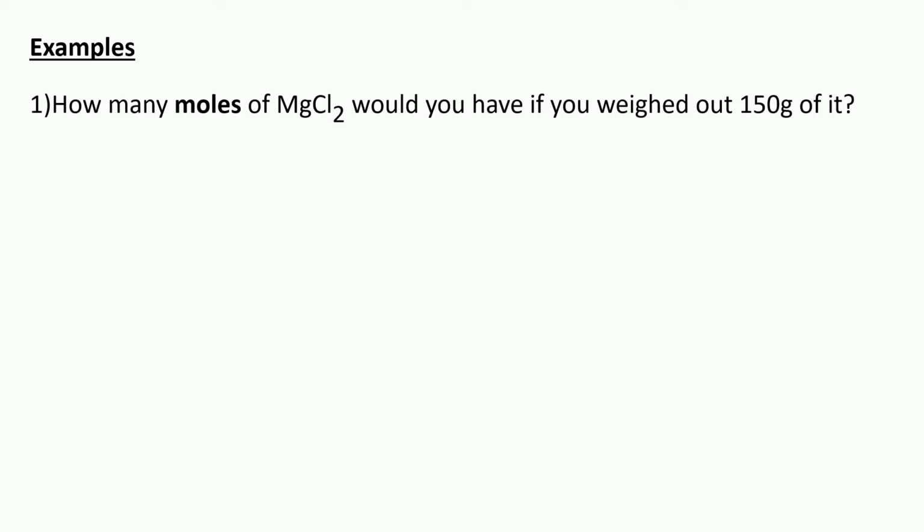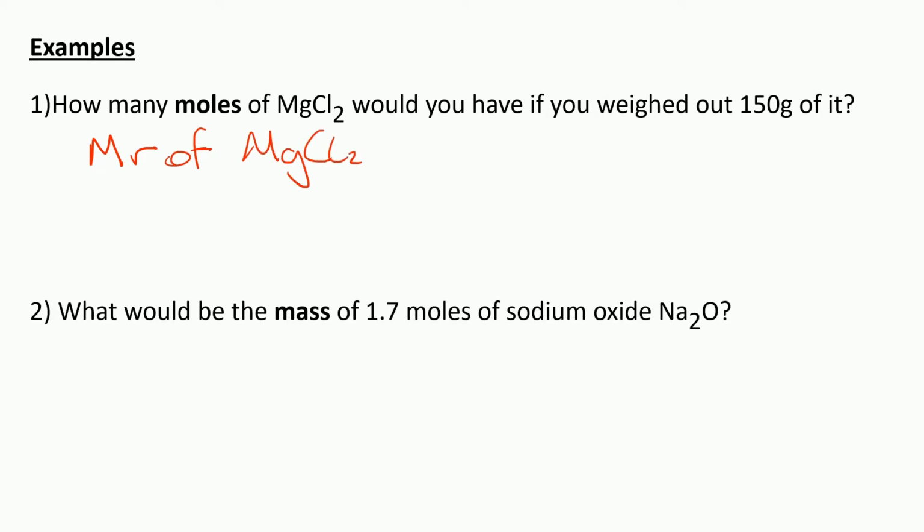So in the first one, how many moles of MgCl2, magnesium chloride, would you have if you weighed out 150 grams of it? So first of all, we need to work out the MR of magnesium chloride. The MR of MgCl2 equals 24 for the magnesium plus 35.5 for the chlorine. We need to remember there's 2 chlorines, so that's another 35.5, and that comes to 95.